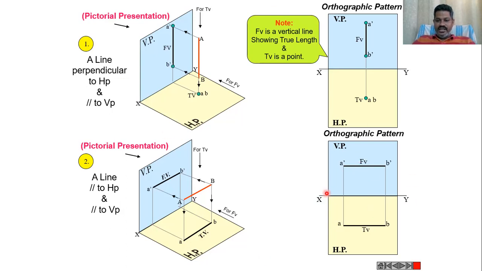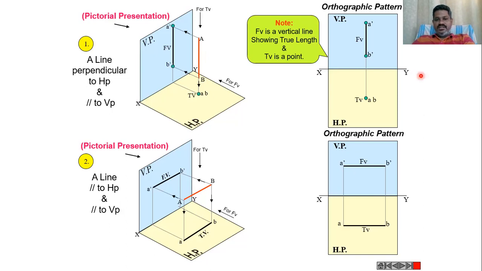Then this line is located above the XY line. How much distance this line is above HP, that much distance this line will be located from the XY line. And similarly, in the top view, how much distance this line is located in front of VP, that much distance we need to indicate the point below the XY line. And how much distance this line is above HP in the front view, that distance we need to maintain from the XY line.